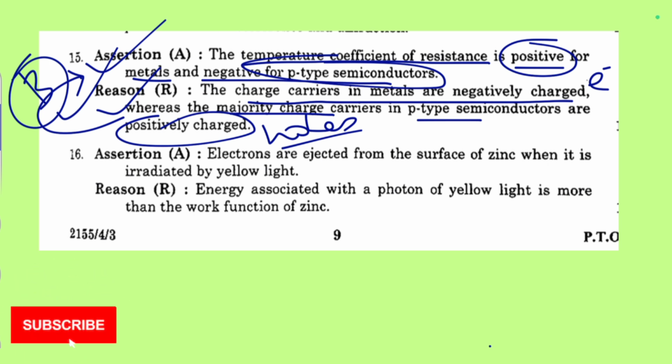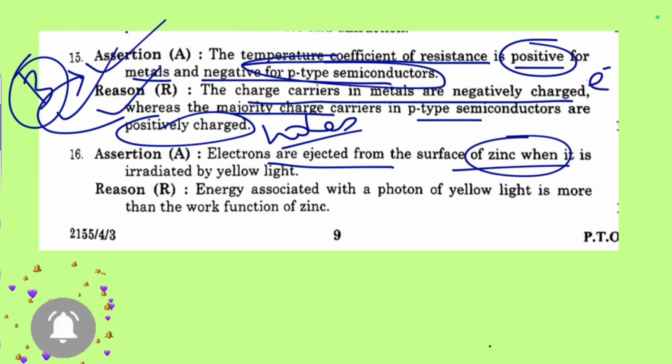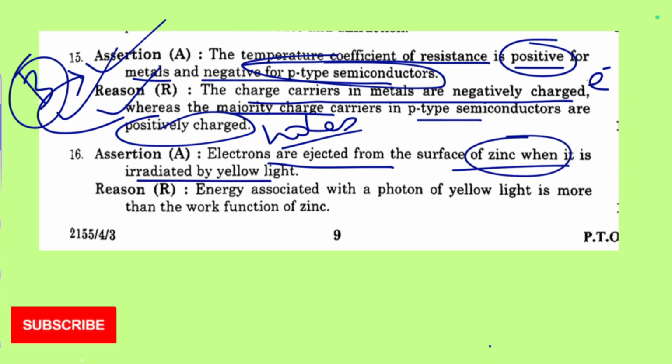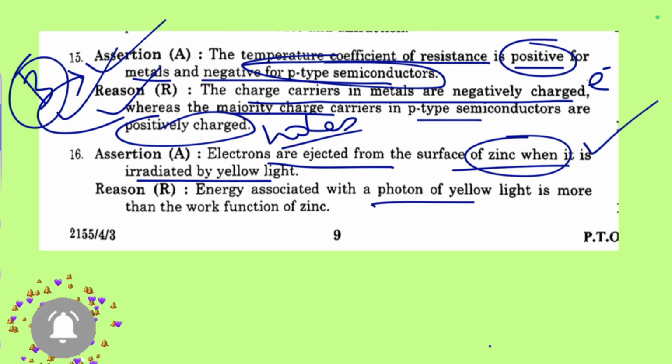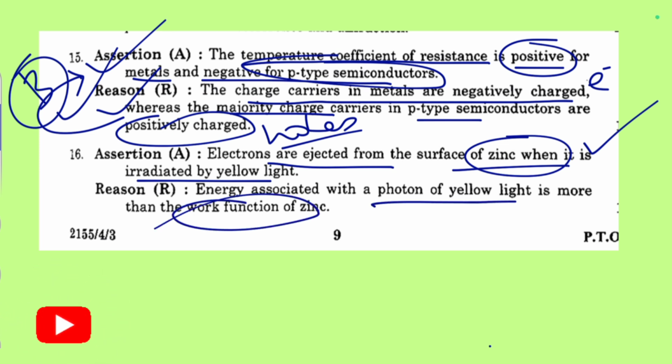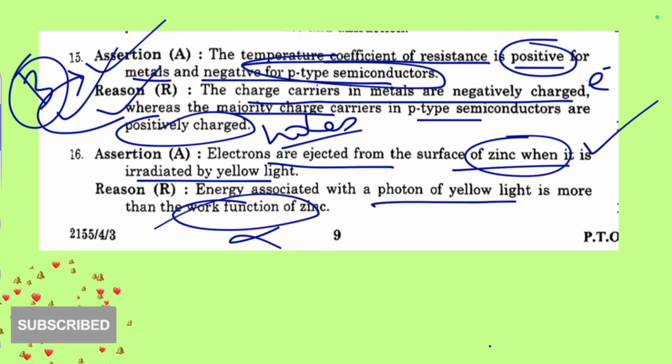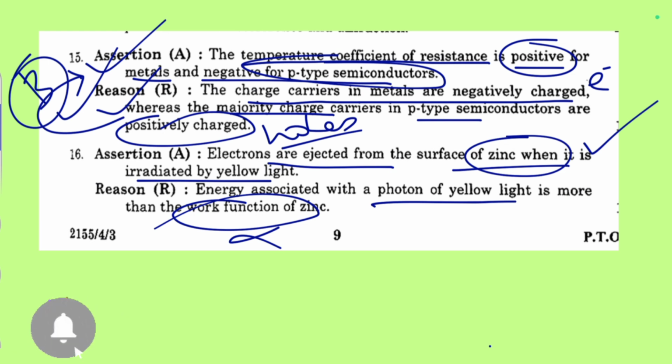Now the 16th question. Electrons are ejected from the surface of zinc when it is radiated by yellow light. Yes, this is correct, but is the energy associated with the photon of yellow light more than the work function? No, this is a very direct question that you can find in your syllabus, that the energy associated with the photon of yellow light is more than the work function is not correct.